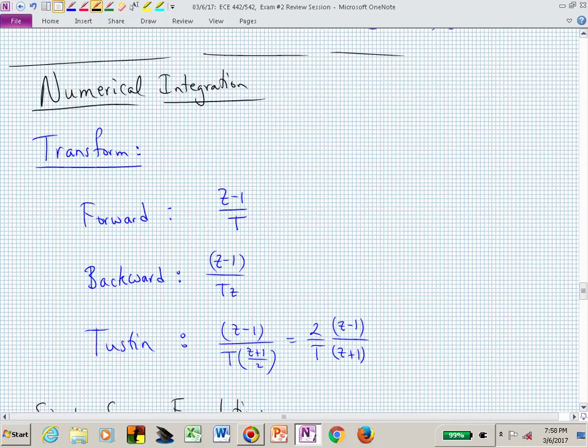Now for numerical integration, which is scenario number 1, we do not have a zero-order hold preceding this system in the continuous time that we're trying to find an equivalent for. We could do the forward, backward, and Tustin, or the trapezoidal. That's referred to many different ways. And you could think of the trapezoidal as being an average of the forward and the backward if you put that 2 underneath the z plus 1 in the denominator.